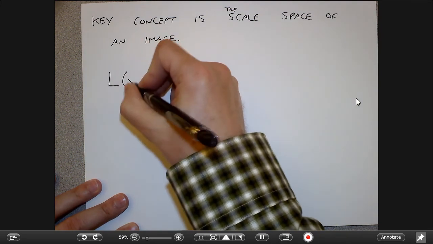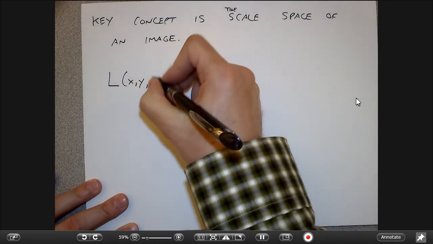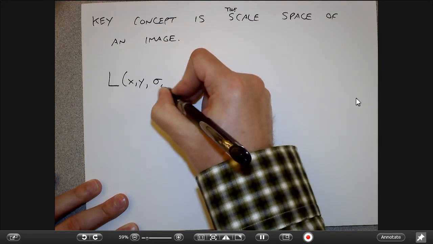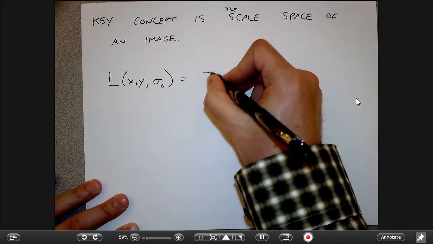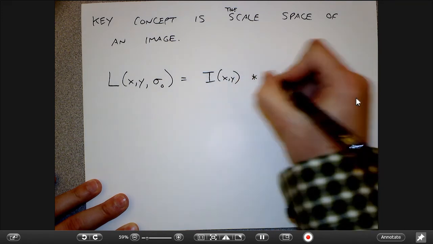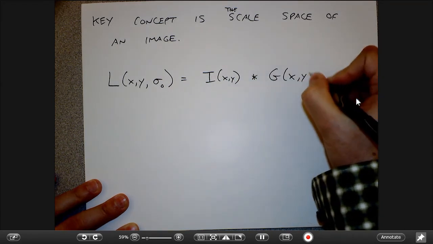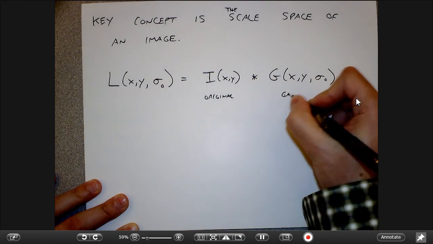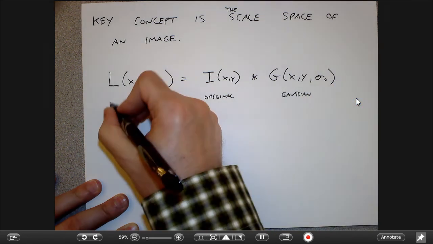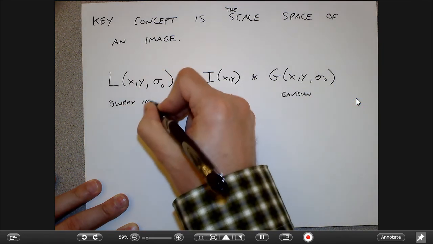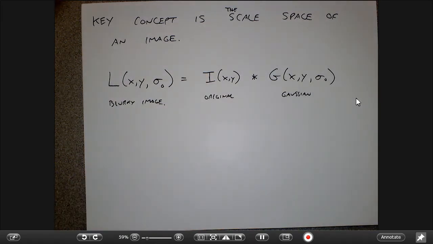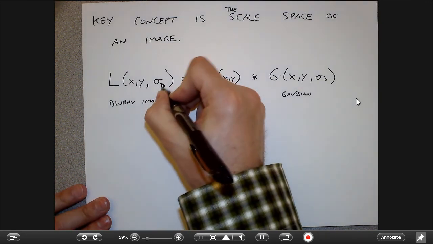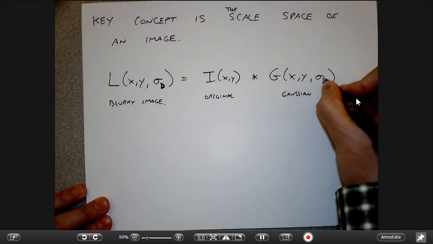Okay, so what this really means basically is that I'm going to define a new image as a function of a scale, we call that sigma 0, that is nothing but the original image blurred by a Gaussian at a certain scale. So this is basically like the original, this is a Gaussian blur, and this is a blurry image. Okay? So the bigger the sigma, the more blurry the image is. And actually, instead of calling this sigma 0, we call this sigma d.